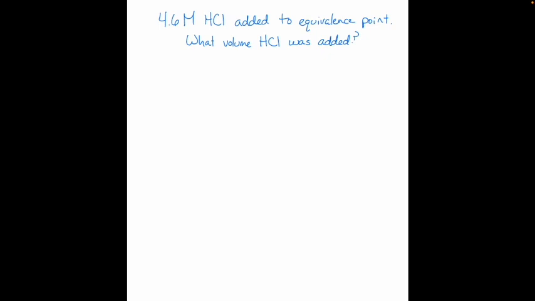All right, and importantly, what it means to be at the equivalence point is that the moles of base that you started with initially equals the moles of acid that you've added. So how many moles of ammonia did we start out with?